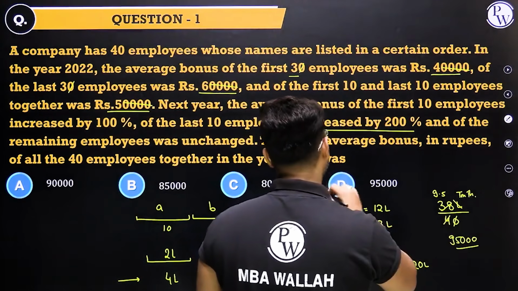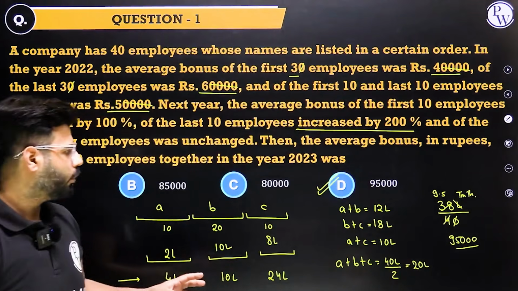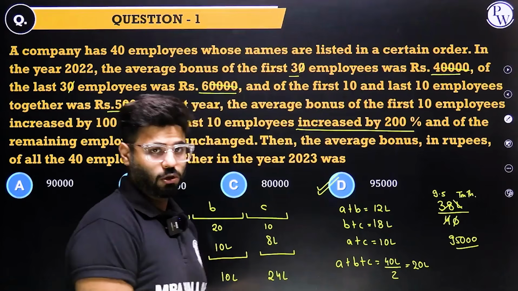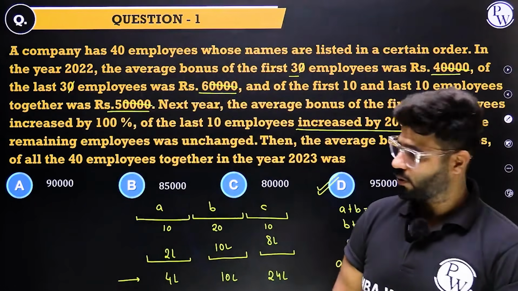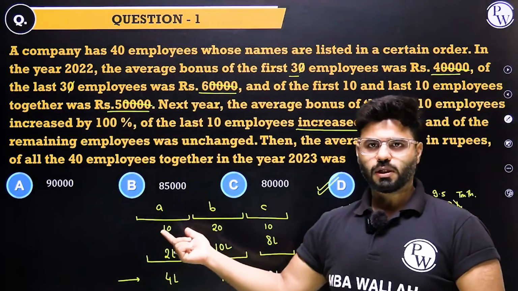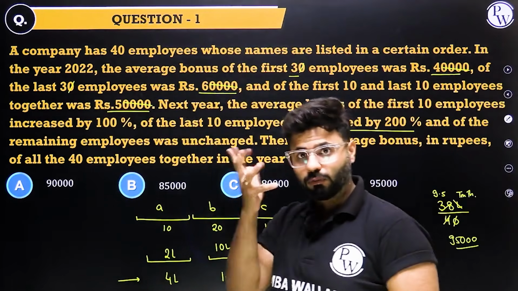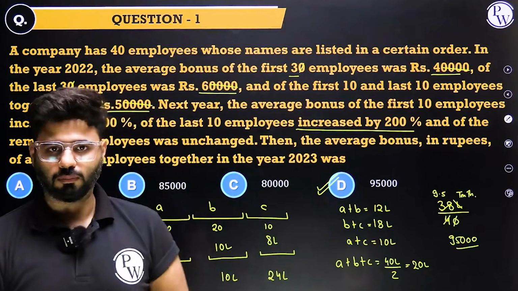Look at the smart calculation. Look at the approach. In such a manner, we will be able to do this difficult scenario also. But the idea was assuming the first 10 sum to be A, middle 20 to be B, and the last 10 to be C. If you can think of that, then the approach is spot on.